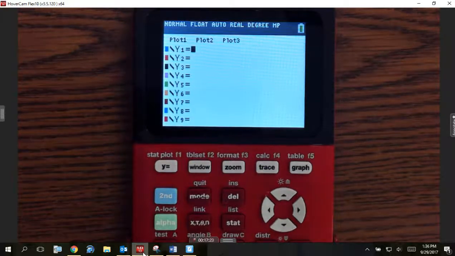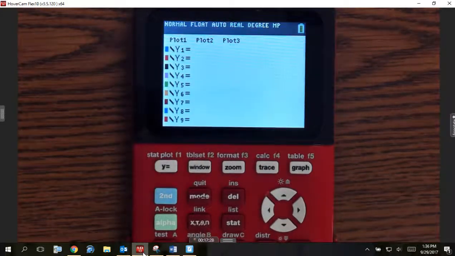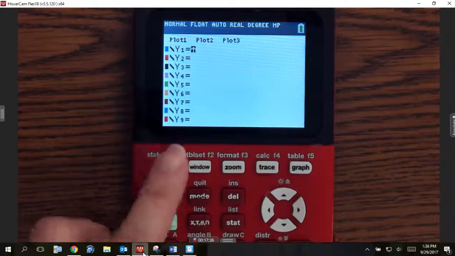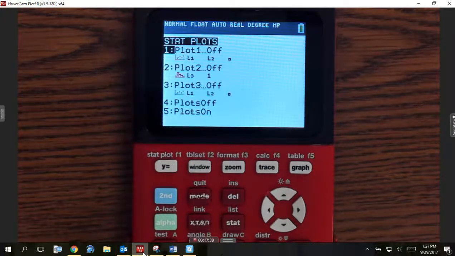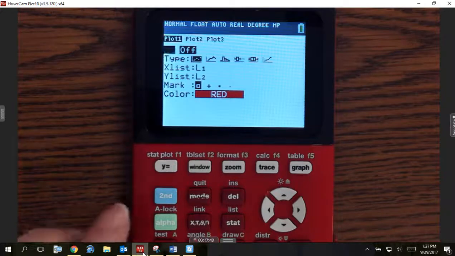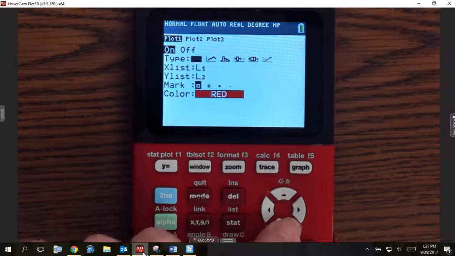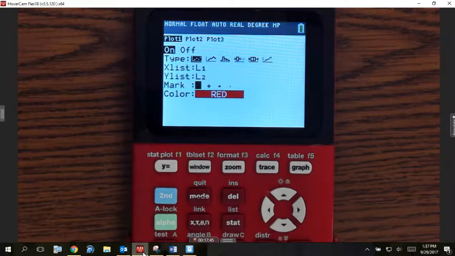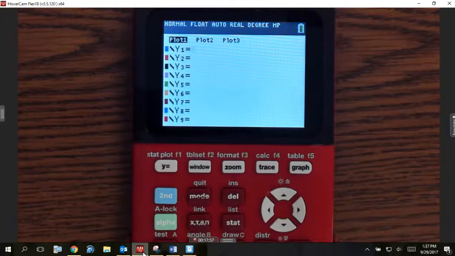So we haven't done statistics plotting, the scatter plot, for a while. So you probably don't have the plot turned on. To turn it on, you have to do second y equals, and then choose number 1. And turn it on, and make sure everything else looks the same as mine. It's scatter plot, it's L1, L2, whatever color you want, if you got colors. Just make sure that it's on. If you go back to y equals, you'll see that now it's turned on.